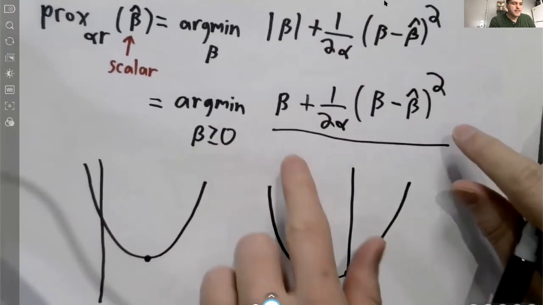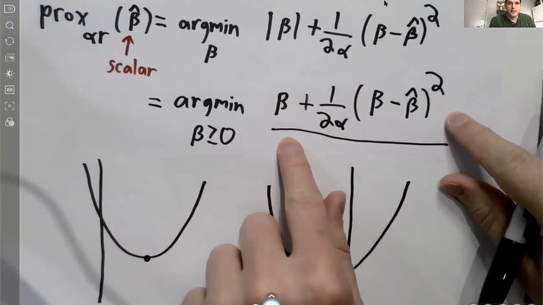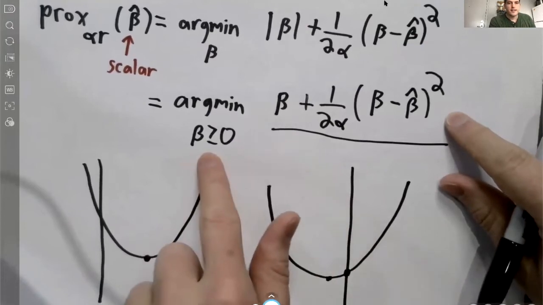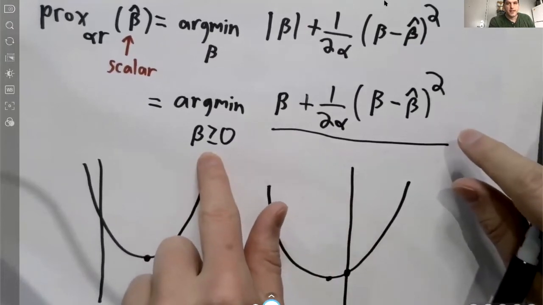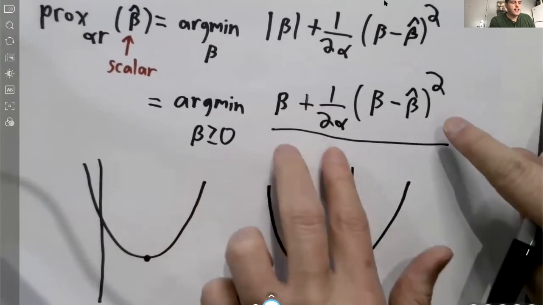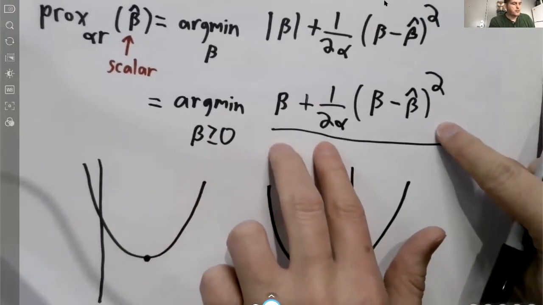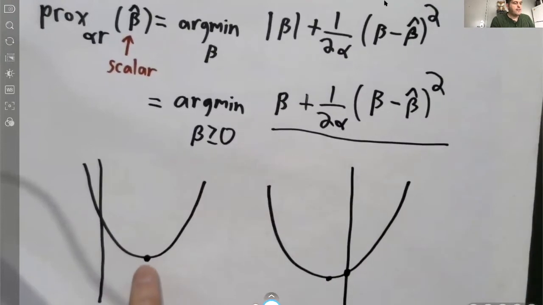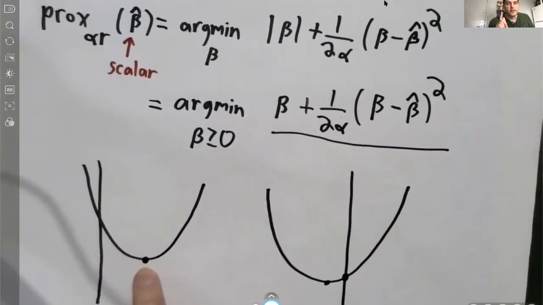So what this means is that in order to find a minimizer of this quadratic function when we are restricting our attention to non-negative values of beta, what we can do is first just find the vertex of this parabola, and then look at the first coordinate of that vertex.